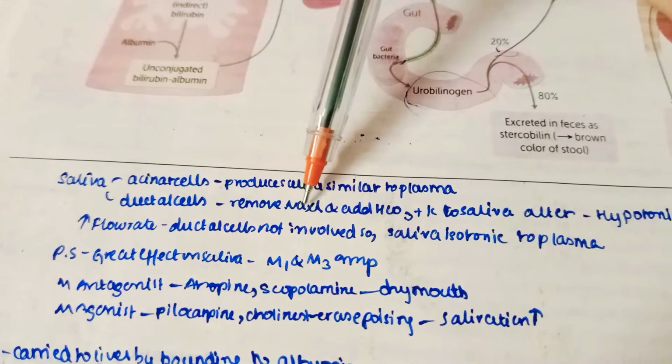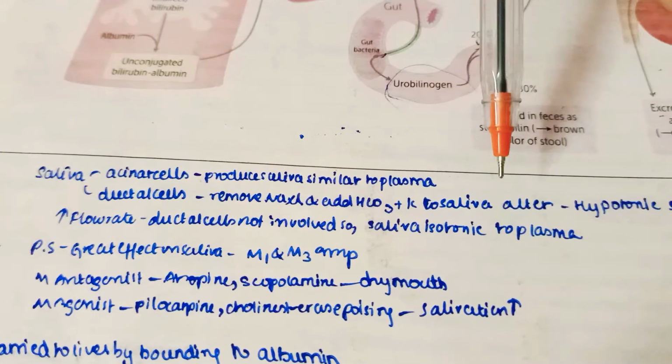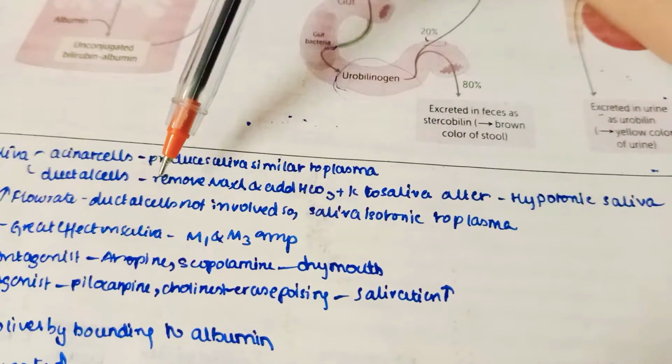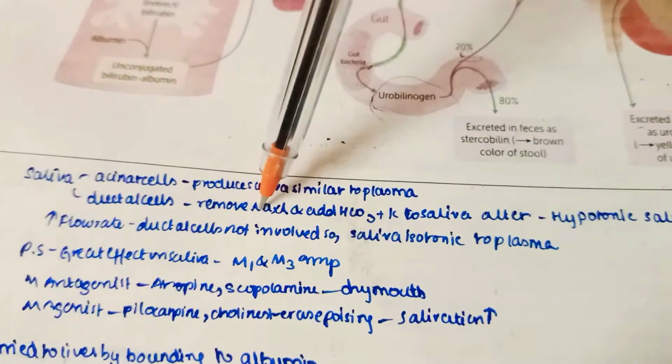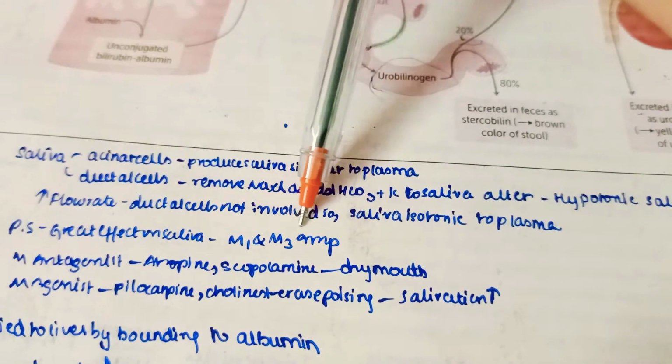But ductal cells remove the sodium and chloride and add bicarbonate and potassium to saliva. So they alter the saliva, they make it hypotonic saliva. Why hypotonic? Because of removal of sodium and chloride. Next, increased flow rate. Whenever there is increased flow rate of saliva, the ductal cells are not involved.